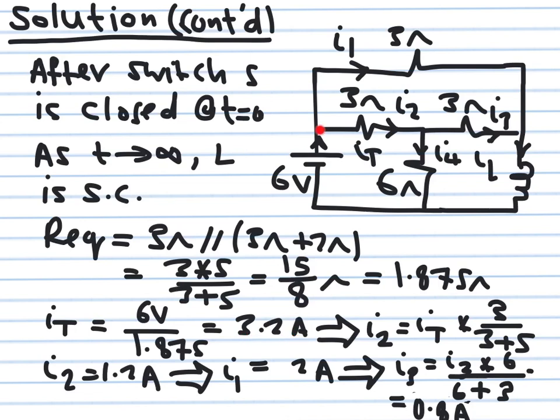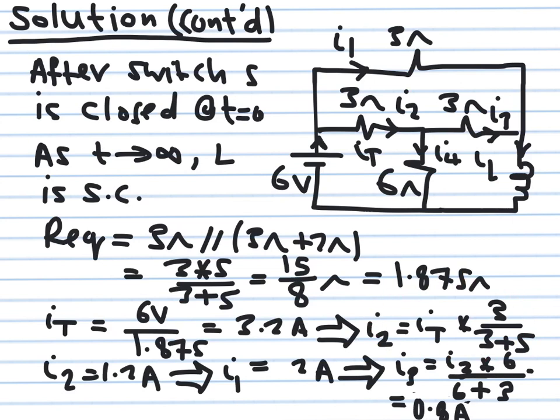This 3.2 ampere will split into I2 and I1 according to the current division ratio. Remember that the resistance of this branch is 5 ohm, which is 3 in parallel with 6 in series with 3. This is 5 ohm and this is 3. So I can get I1, or I2, it doesn't matter. I2 is equal to 3 over 3 plus 5 multiplied by this I total. And this is what I have here.